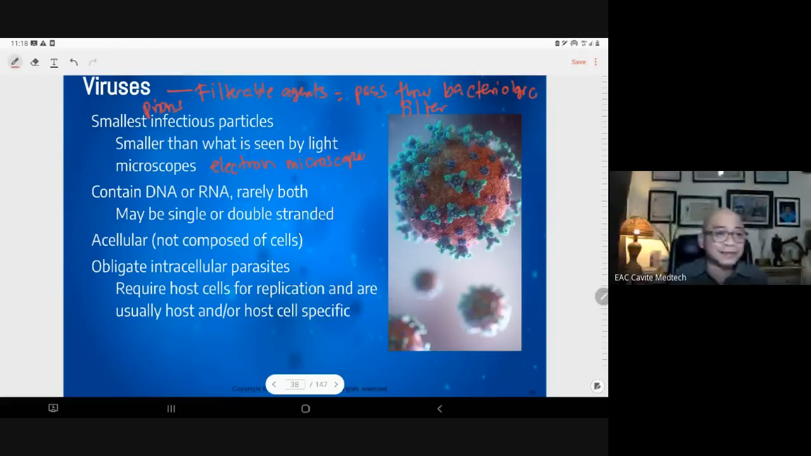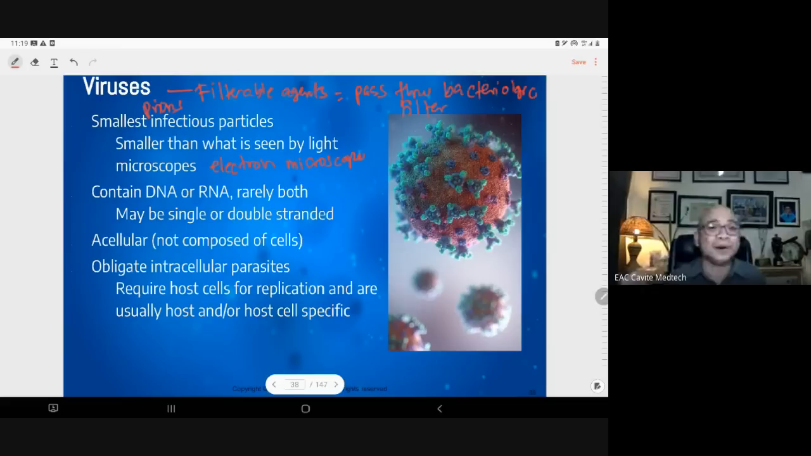Okay, so viruses may contain either DNA or RNA. So they cannot possess two nucleic acids. Bacteria can have DNA and RNA at the same time. Humans, fungi, protozoans, parasites, all of us can have DNA and RNA at the same time. But viruses would only have one kind of nucleic acid, either a DNA or RNA. Let me give you an example.